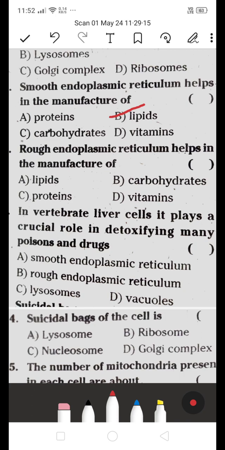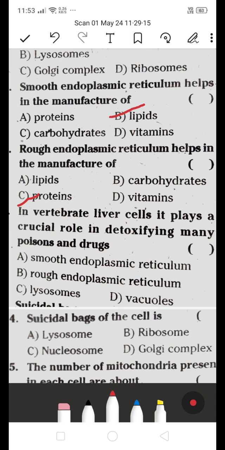Next, rough endoplasmic reticulum helps in the manufacture of, is it A, lipids, B, carbohydrates, C, proteins, or D, vitamins? Which is the right answer? See, smooth endoplasmic reticulum helps in lipids, whereas rough endoplasmic reticulum helps in proteins.